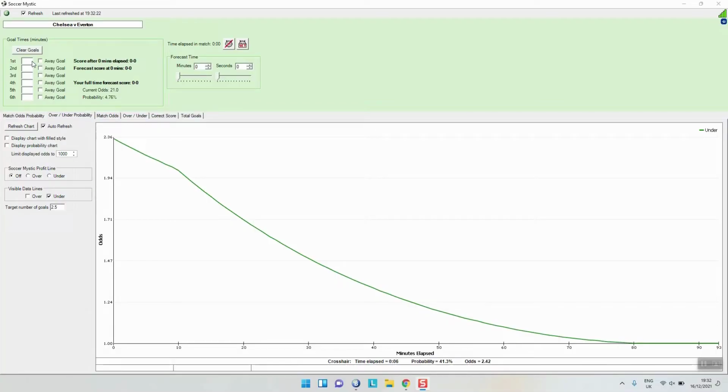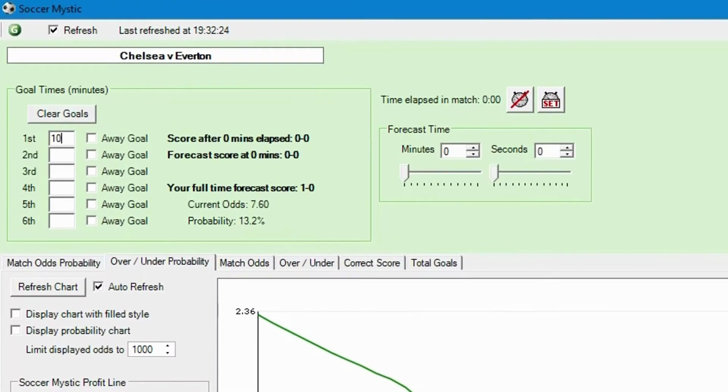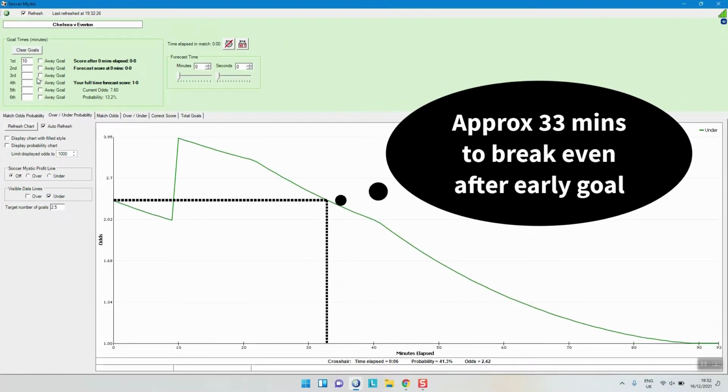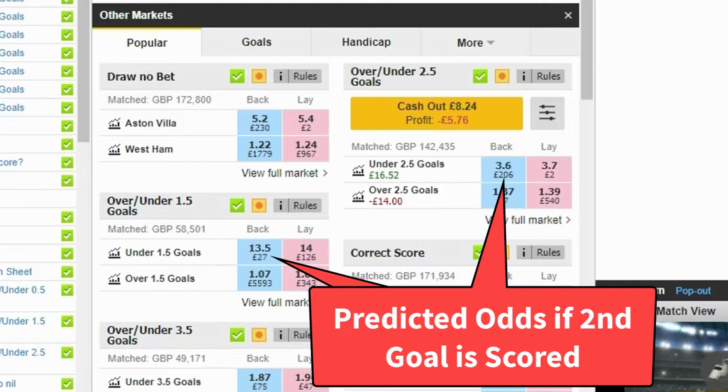However, if you do want to stick in the market after a goal's been scored, here are a couple of tips for you. Firstly, BetAngel is a good tool for simulating how long you'll have to wait after a goal goes in before you'll be able to break even again. And again, you'll still be able to check the under 1.5 goals market, to see what your expected loss will be in the event that a second goal is scored in the game.